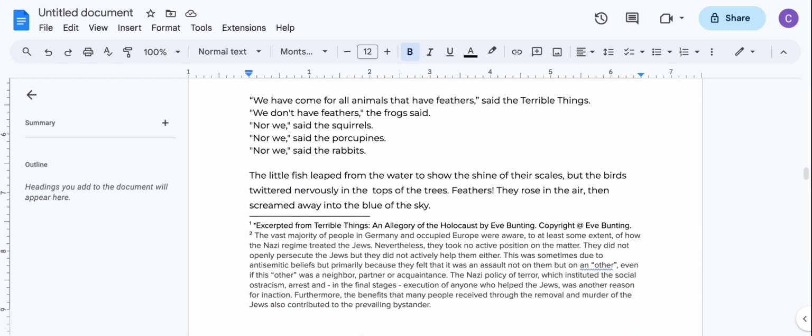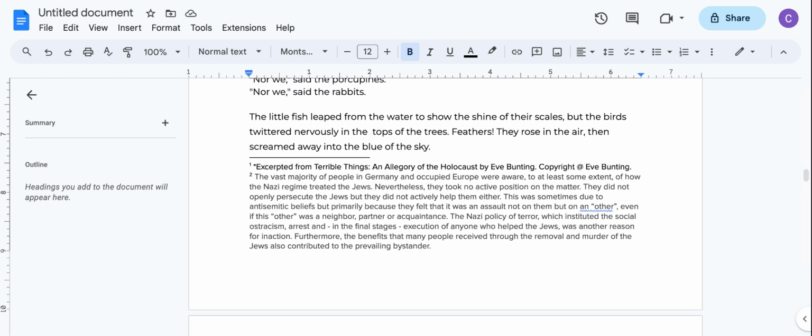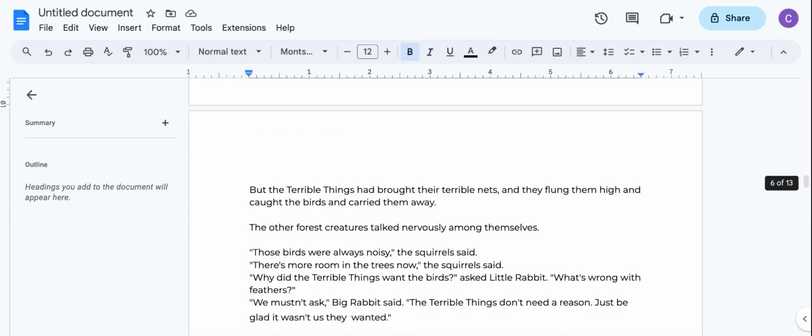We have come for all the animals that have feathers, said the terrible things. We don't have feathers, the frog said. Nor we, said the squirrels. Nor we, said the porcupines. Nor we, said the rabbits. The little fish leaped from the water to show the shine of their scales, but the birds twittered nervously at the top of the trees. Feathers! They rose in the air. Then they screamed away into the blue of the sky.